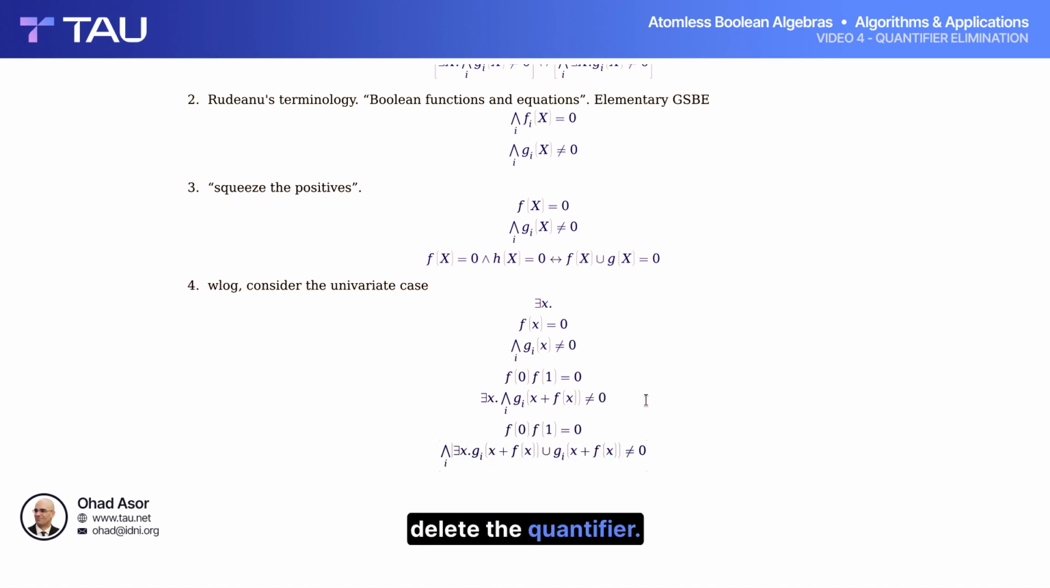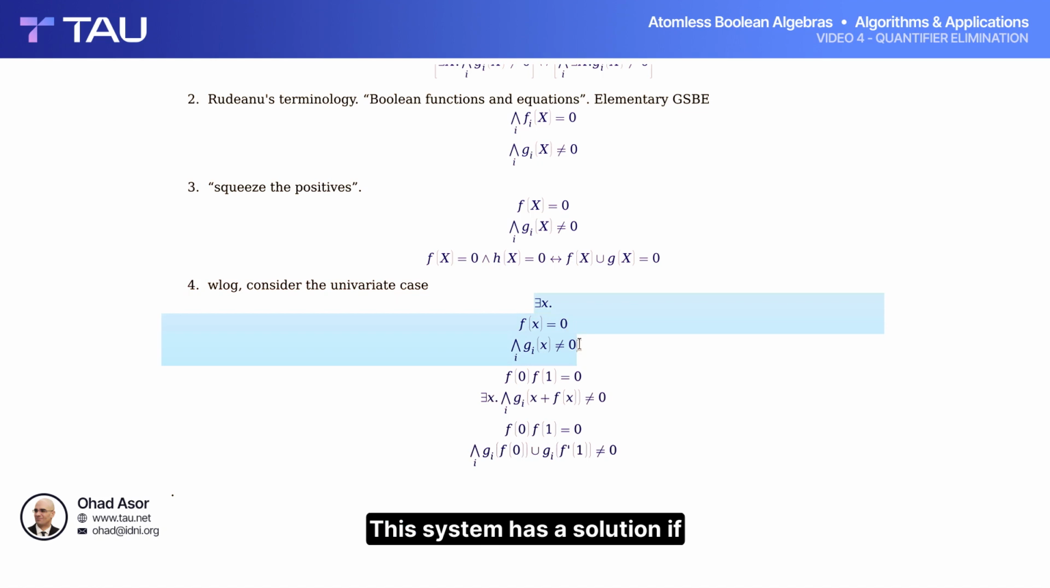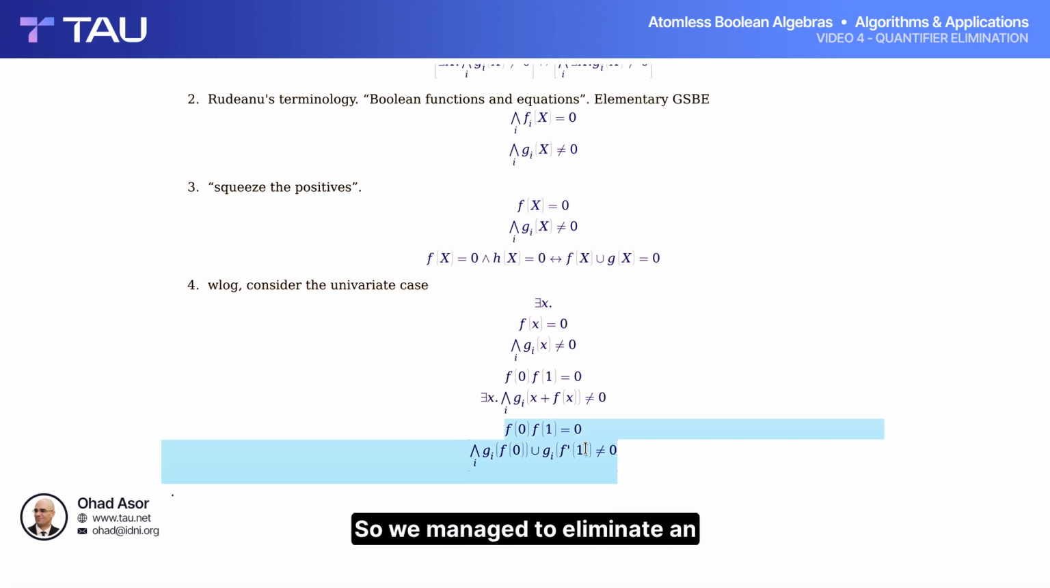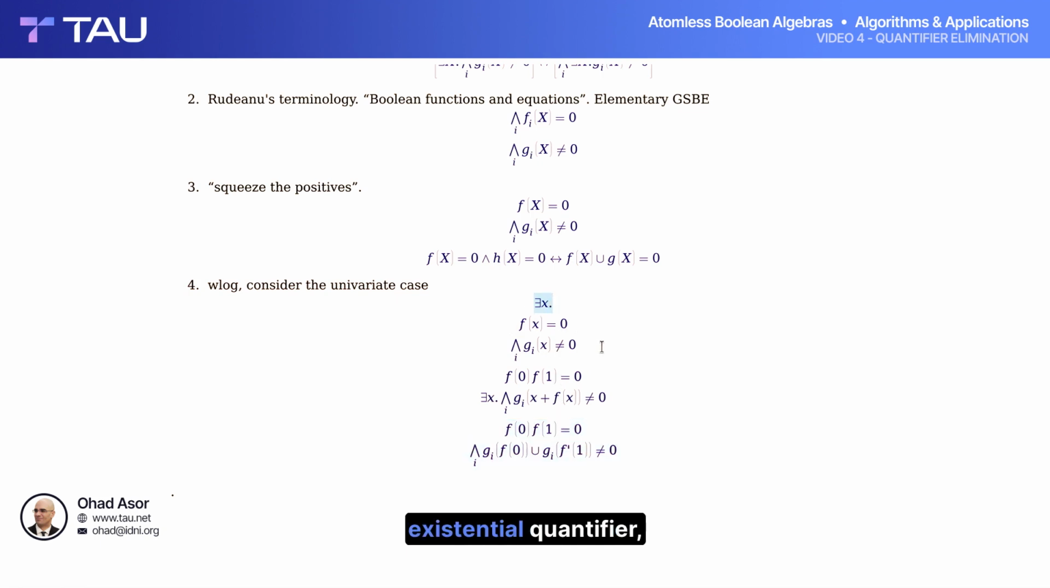I can delete the quantifier. Here I substitute 0. Here I substitute 1. So this is going to be 1 plus something, which is the negation. We obtain this form. And we got this beautiful result. This system has a solution if and only if this is true. So we managed to eliminate an existential quantifier, and by that we managed to eliminate all quantifiers by negation and conversion to DNF. Because in the language of Boolean algebra, this is going to be one DNF clause.